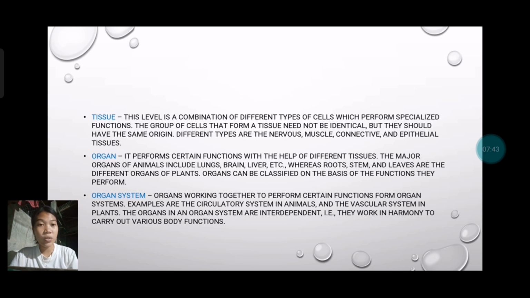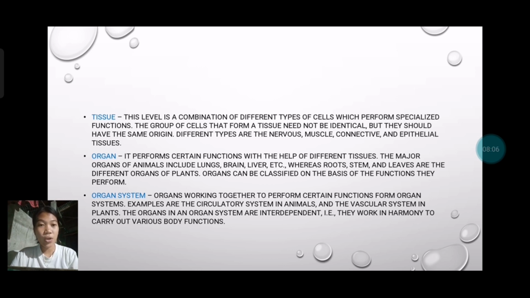Next is the tissue. This level is the combination of different types of cells which perform specialized functions. The group of cells that form a tissue need not be identical, but they should have the same origin. Different types are the nervous, muscle, connective, and epithelial tissues.